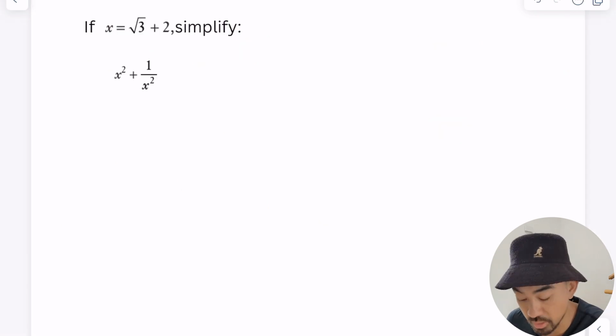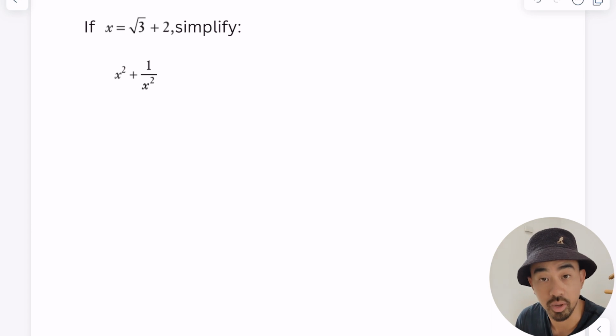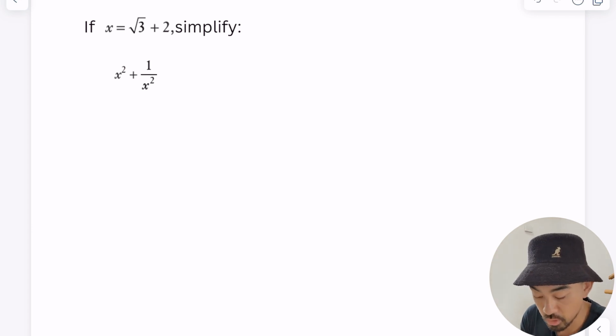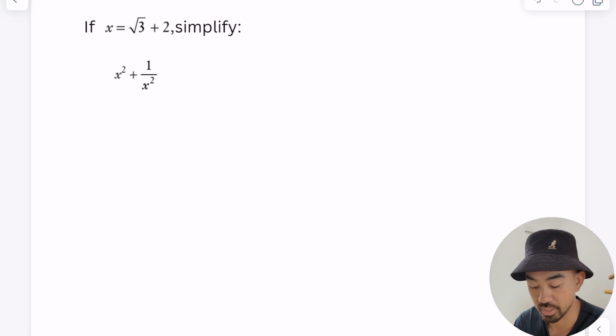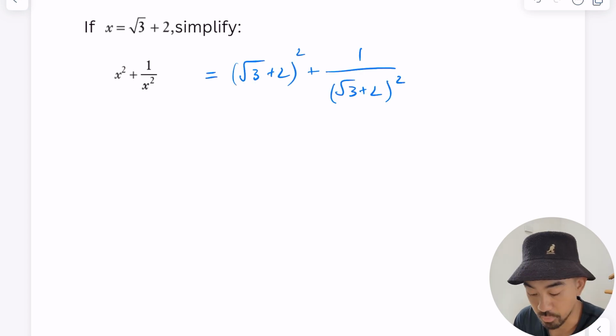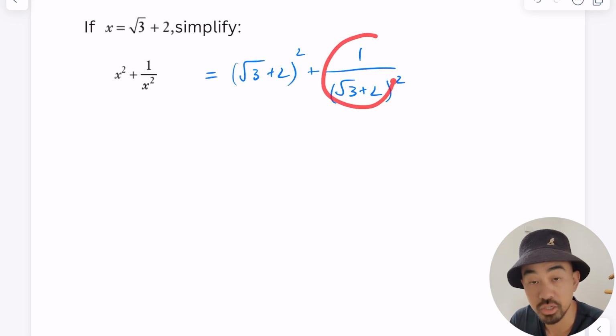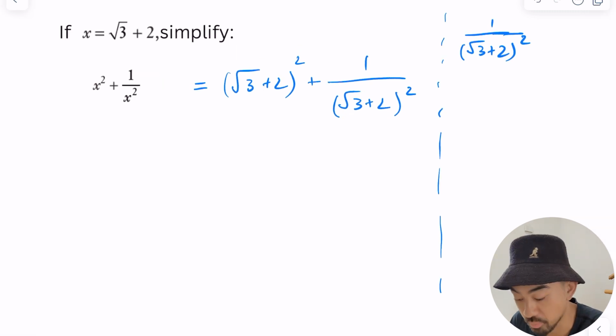Okay, so one more here. This one's a bit different. It says if x is root 3 plus 2, simplify x squared plus 1 on x squared. So first, I'm just going to substitute what x is into that expression. Now, there's a bit of a trick here. I'm going to leave this bit alone for now, and I'm going to rationalize this separately, and like before, bring it back together. So I've just written out this bit on the side with the denominator. Let's expand it out.